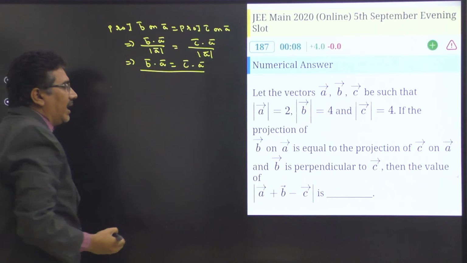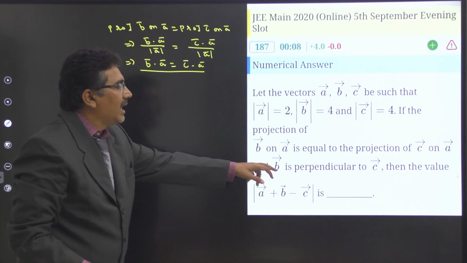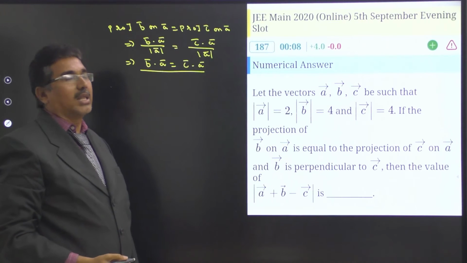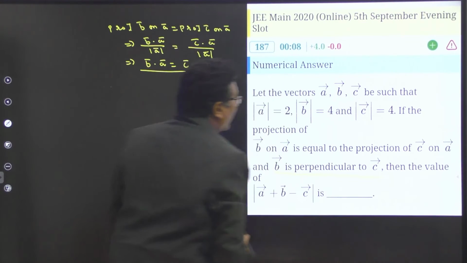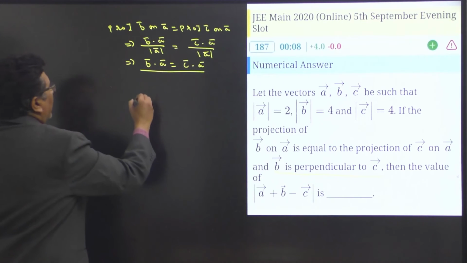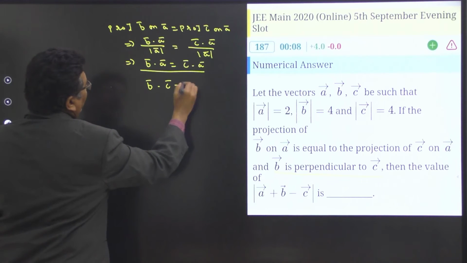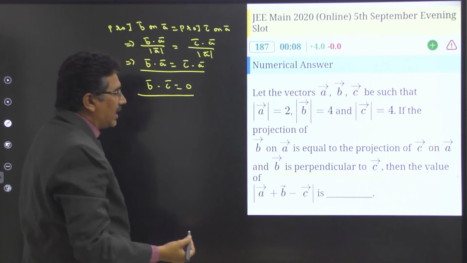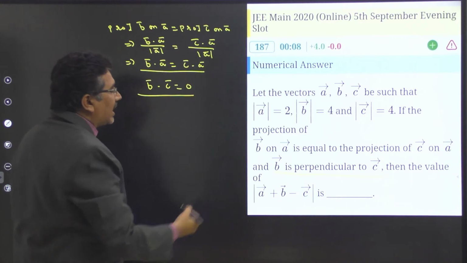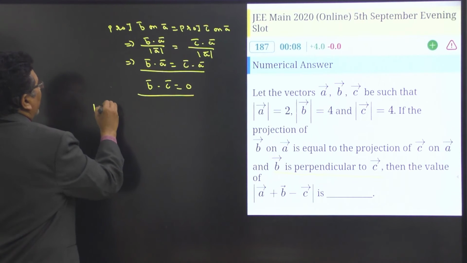This is condition 1. Now, b bar is perpendicular to c bar, so that b bar dot c bar is equal to 0. This is the second condition. Then the value of the magnitude of a bar plus b bar minus c bar.